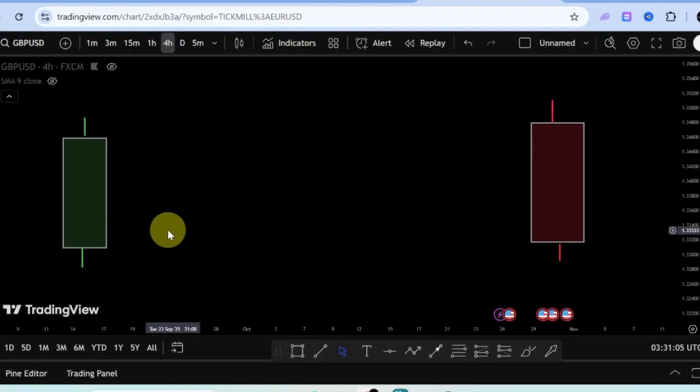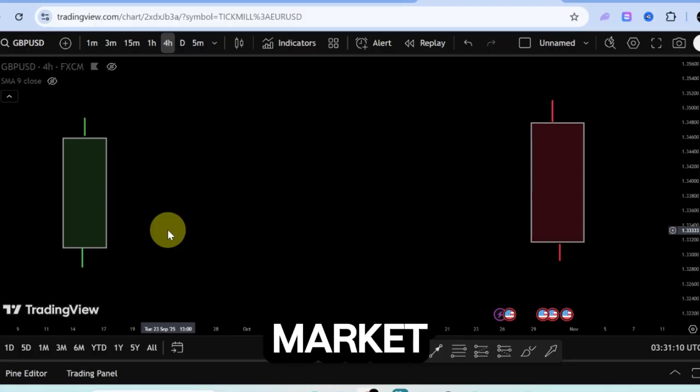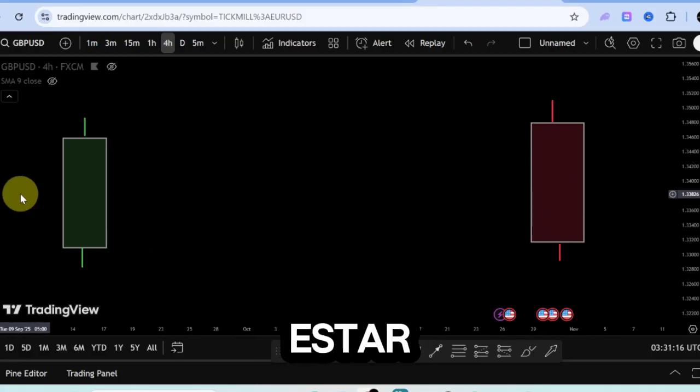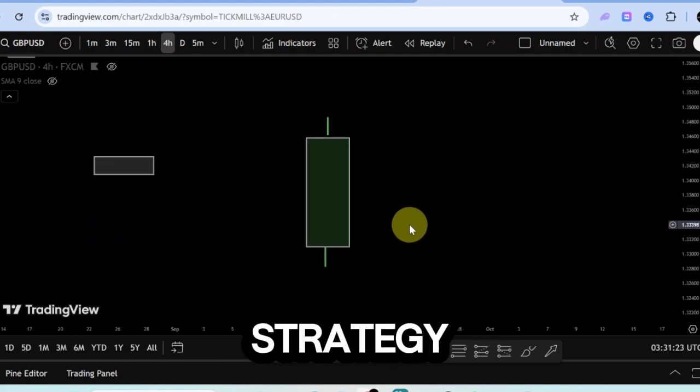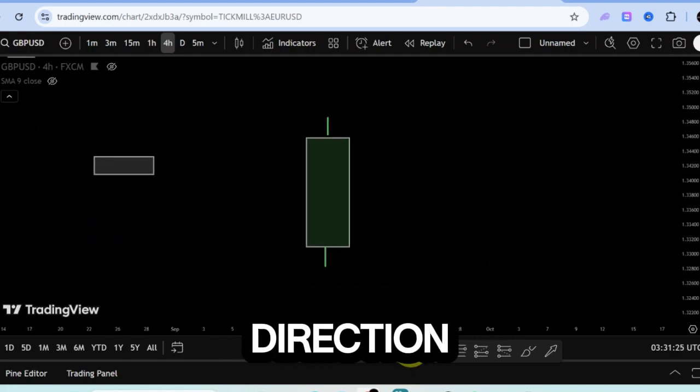The trading strategy is pretty easy. What you need to do is first of all look for the trend of the market. It works in both a bullish market and a bearish market, whether you're in an uptrend or a downtrend. The first step is to know the direction of the market.